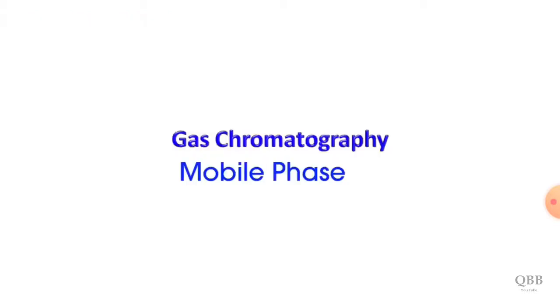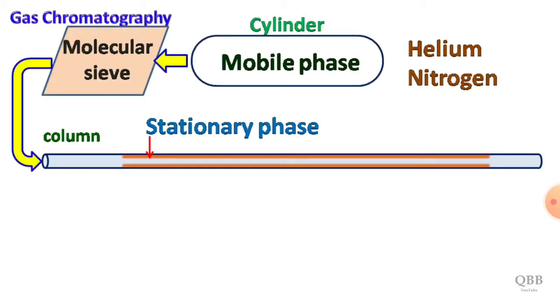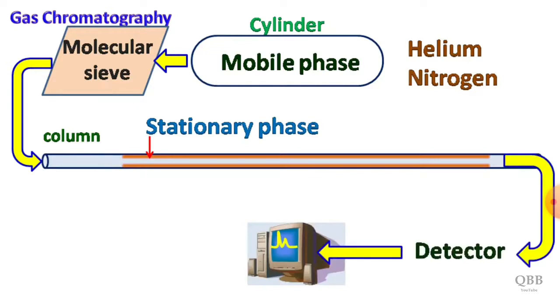The mobile phase. The mobile phase used is usually an inert gas like helium or an unreactive gas like nitrogen. The mobile phase gas is kept in a cylinder which is connected with the column through a molecular sieve. The molecular sieve separates unwanted hydrocarbons, water and oxygen. They may interfere with the sample during analysis. At the end of the column there is a detector which detects the sample.